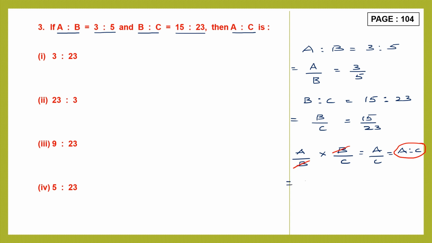So let's write that 3 by 5 into, now how much is B by C? 15 by 23. So let's write that 15 by 23. Now we can cancel. So what can I cancel? I can cancel 5 and 15. 5 ones are 5, 5 threes are 15. Now multiply the numerators and the denominators. So what do I have? 3 threes are 9 and in the denominator 1 into 23 is 23. So this is a fraction form, which is the ratio form 9 is to 23. So this is my answer.